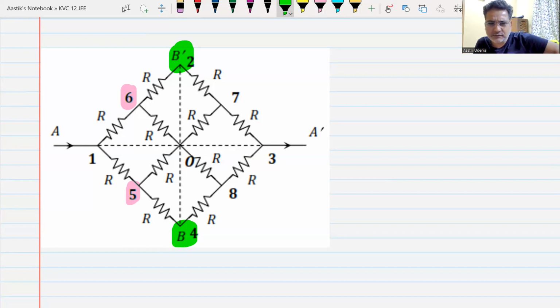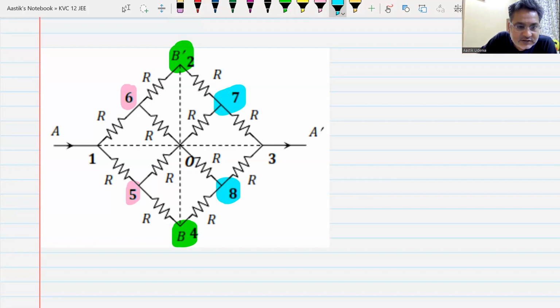Yes or no? Sir. Then if 2 and 4 are also the same, then 7 and 8 are also the same. They are different from the others, but they are the same with respect to each other. Yes or no? Yes, sir. Then what we can do is join point 6 and 5, join point 2 and 4, and join point 7 and 8 because they are the same.